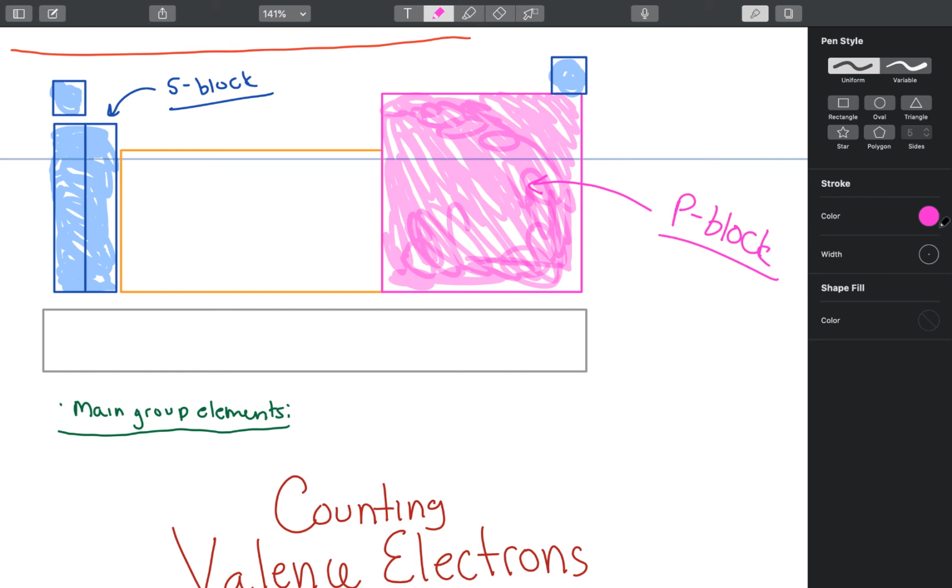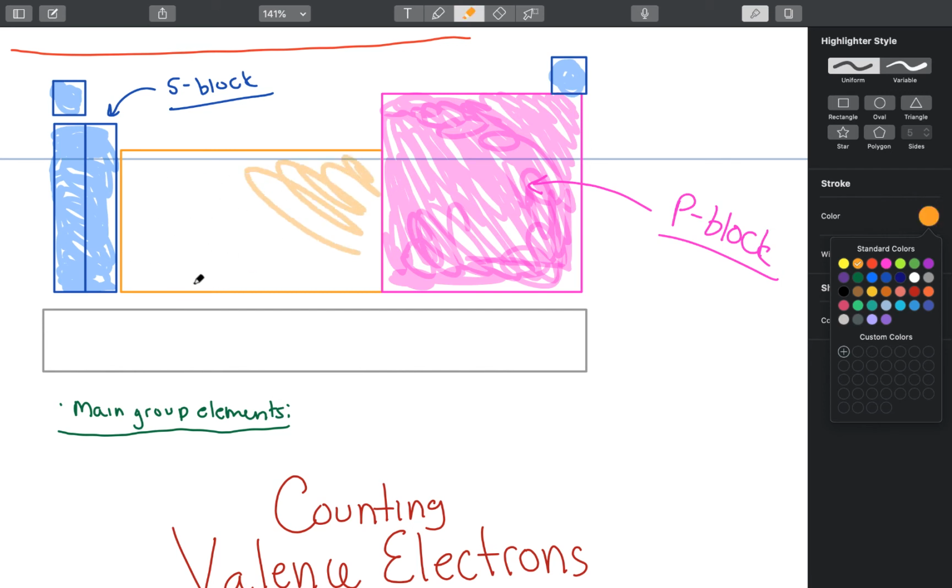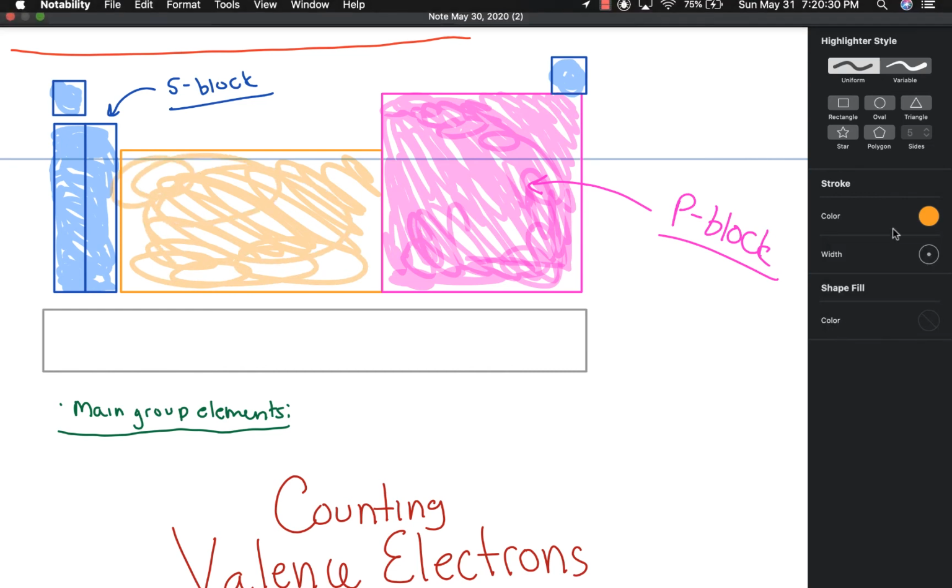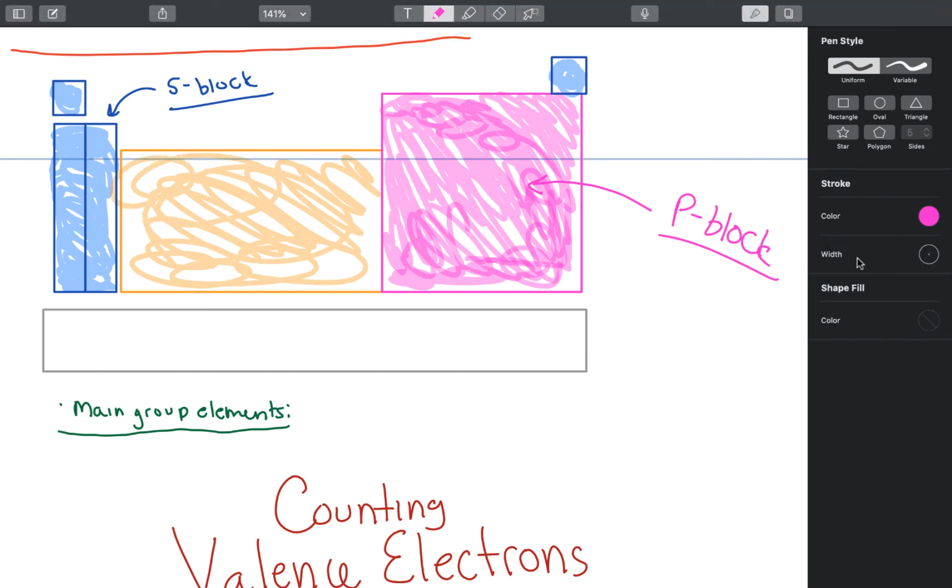Then this orange region is known as the D block. And the D block is where most of your transition metals will be located. So in the D block, you will be filling your D subshell. So this is the D block.